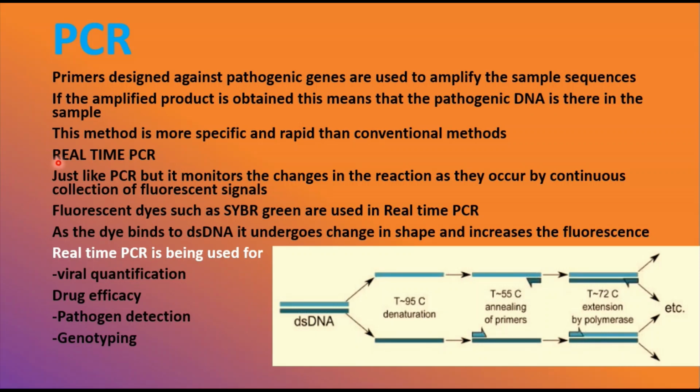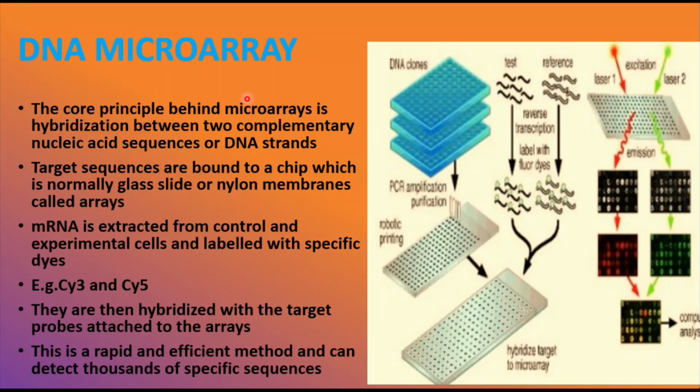So the real-time PCR is an advanced type of this normal conventional PCR, where it is going to allow both the detection and quantification of the signal emitted by the amplified product by using a continuous measurement of fluorescent label during the PCR reaction. The increase in the fluorescence can be monitored in real time, which allows us to have an accurate quantification over several orders of magnitude of the DNA target sequence. So that's how the real-time PCR is going to be used for viral quantification, drug efficacy, pathogen detection, and genotyping. Then moving to the DNA microarray.